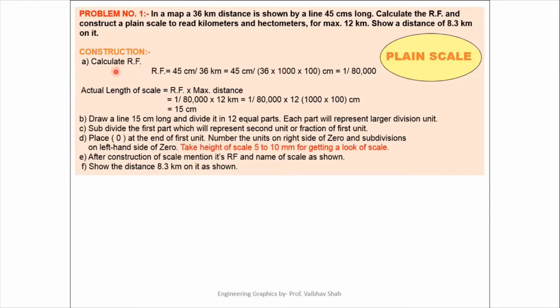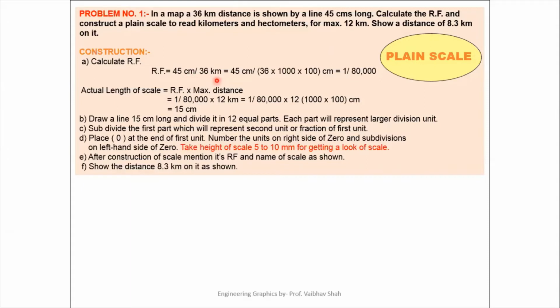So now let us first calculate the RF. So RF would be 45 centimeters long line. RF is the ratio of the dimension of your object in drawing to the actual dimension of the object. So this is the dimension of the object in drawing, which is 45 centimeter, and the actual dimension on the map is 36 kilometers. So we'll be dividing 45 centimeter by 36 kilometer. Now second step is we'll be converting the units into lowest possible units. So our lowest possible unit is centimeter. So we'll be converting kilometer into centimeter.